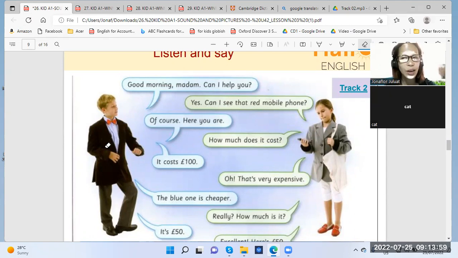Good morning, madam. Can I help you? Yes. Read, please. Yes, I can see that red mobile phone. Of course. Here you are. How much does it cost? It costs 100 pounds. Oh, that's very expensive. Expensive. Can you say it again? Expensive. Expensive. The blue one is cheaper.